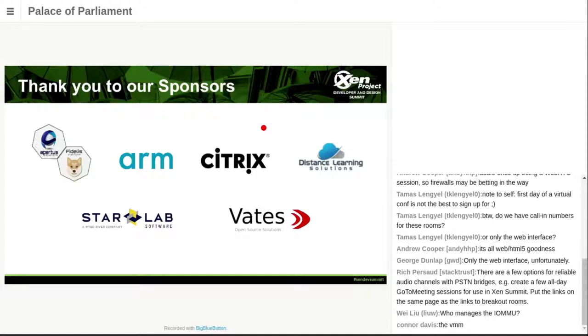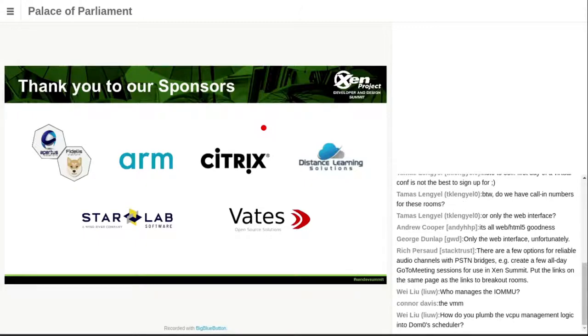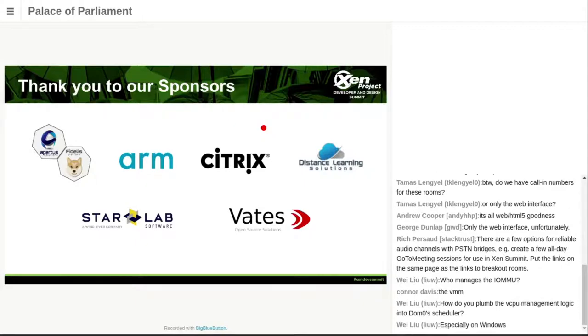Right. Well, at least the scheduler for DOM zero processes knows about DOM zero processes, but it doesn't know anything about the VMs, but yeah, that's certainly better.